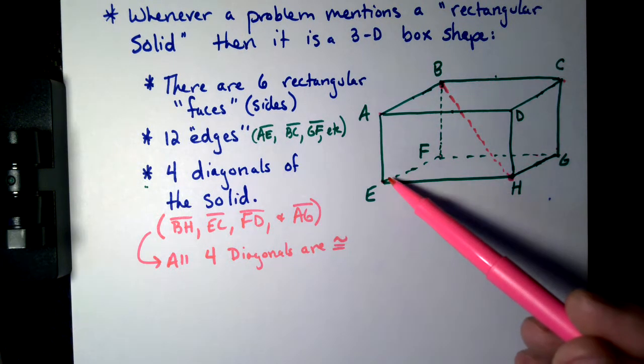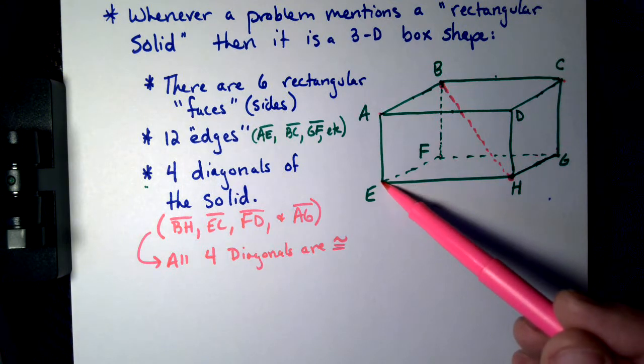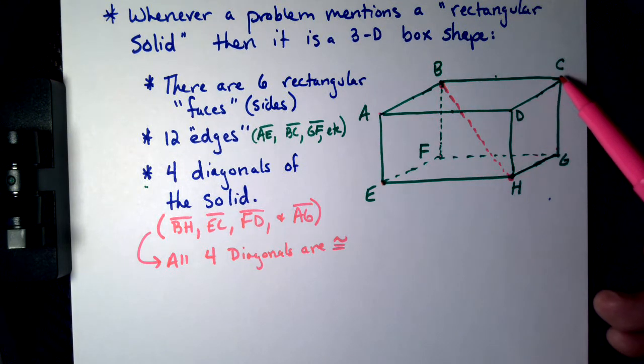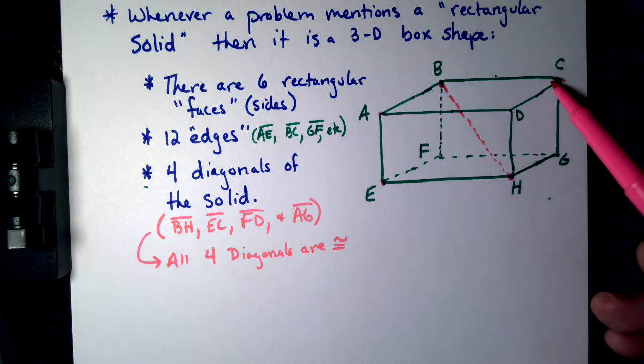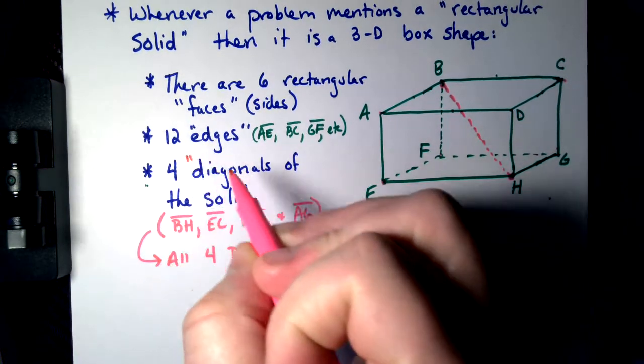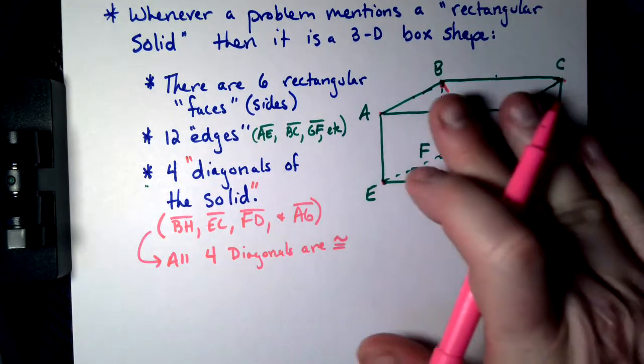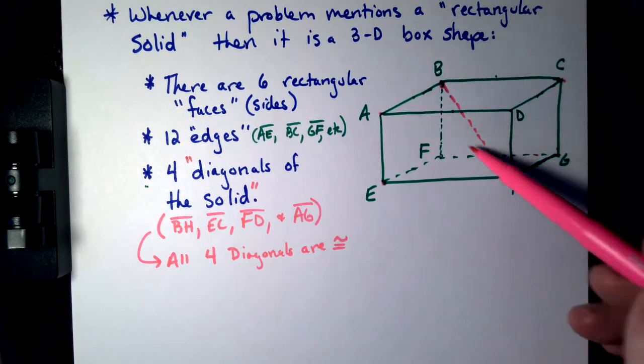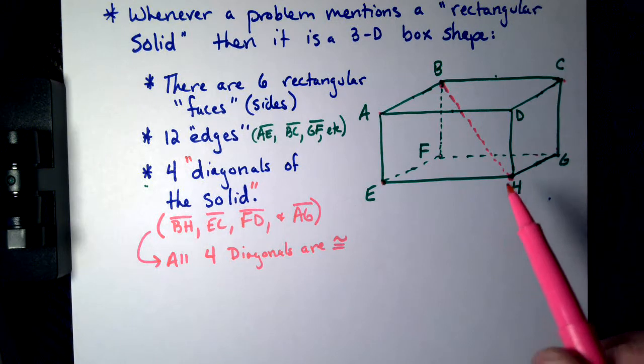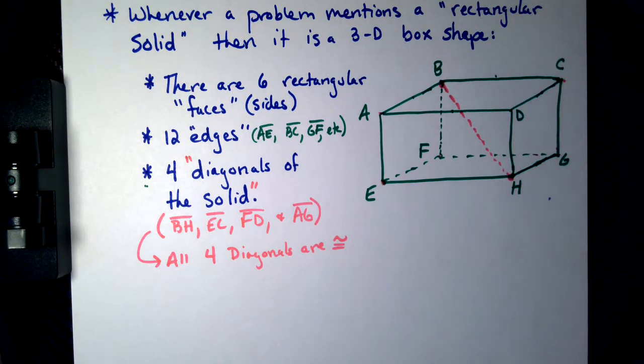So it would be like the front left bottom corner to the back right upper corner. That's E to C. That's a diagonal of the solid. All right. Diagonals of the solid, not a diagonal of a face like A to H. That's just a diagonal of a face of one of the rectangles. This goes right through the solid brick part of this.